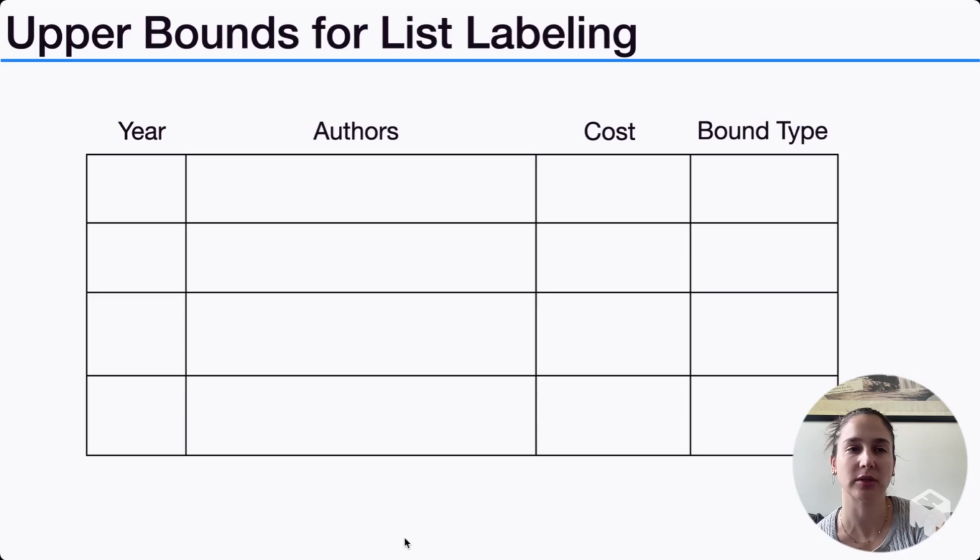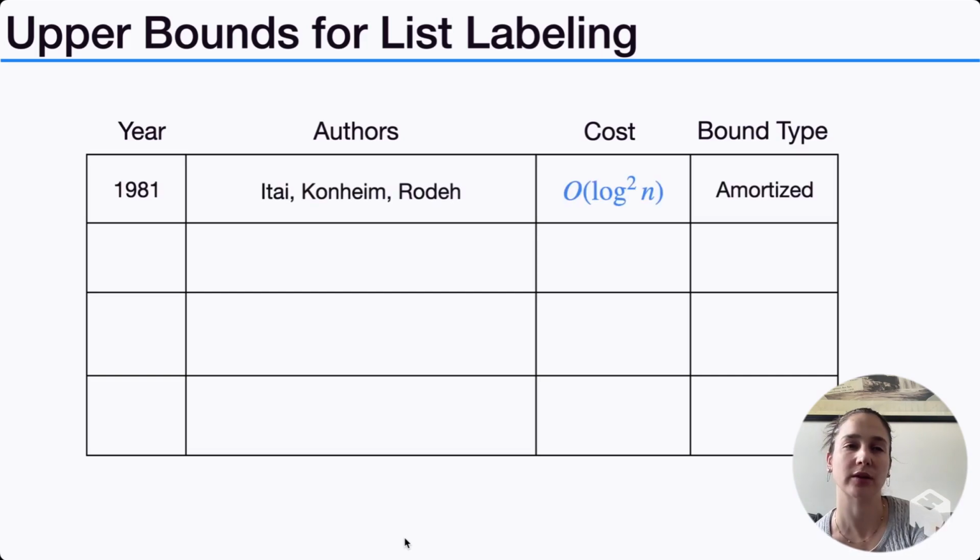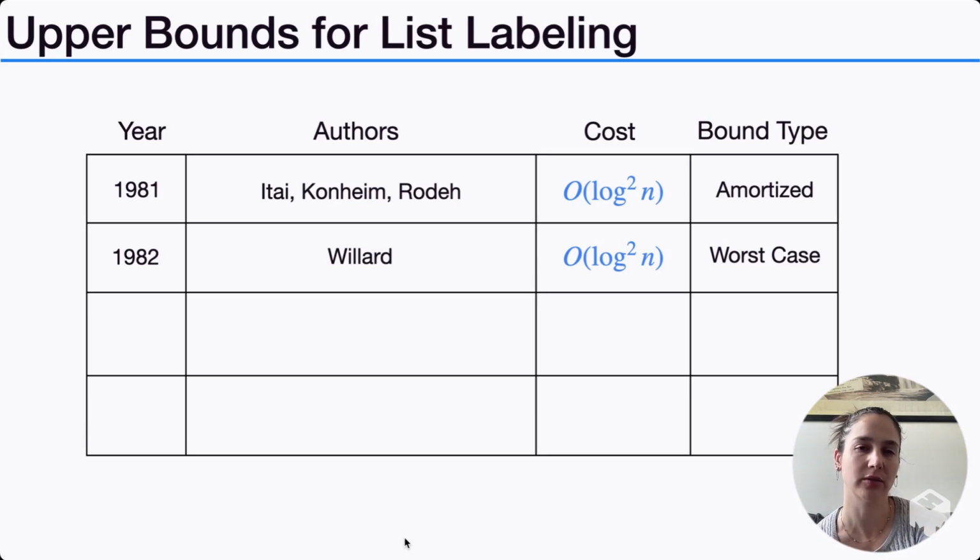List labeling is a fundamental data structural primitive with a long history of study across computer science. The history goes back to 1981, when Itai, Konheim, and Rodeh gave a log squared n amortized cost algorithm. And again, the cost is the number of elements that the algorithm moves per operation. This was then de-amortized to a log squared n worst case algorithm by Willard in 1982.